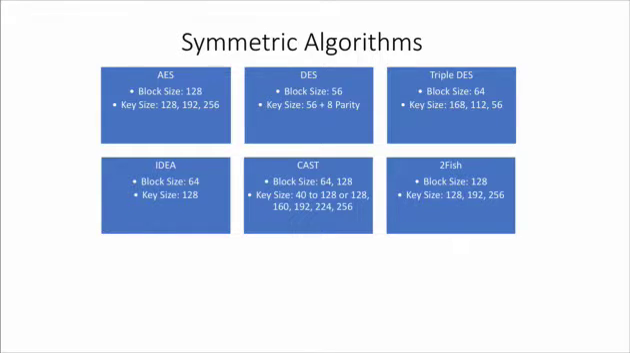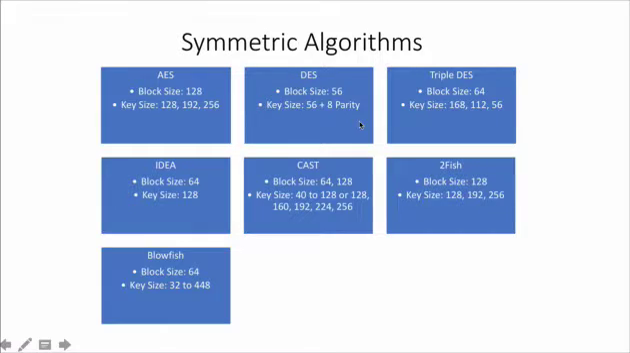Then we get Twofish, and Twofish has a block size of 128 and key sizes of 128, 192, and 256. So as you can see, it's pretty much on par with the current standard, which is AES. Then we got Blowfish, which had a block size of 64 and a key size anywhere between 32 to 448. So even though its block size is a lot smaller, its key size up to 448 makes it a very, very strong encryption algorithm.